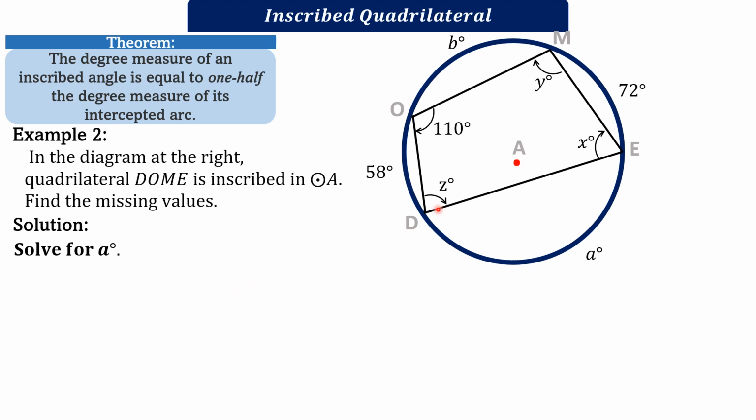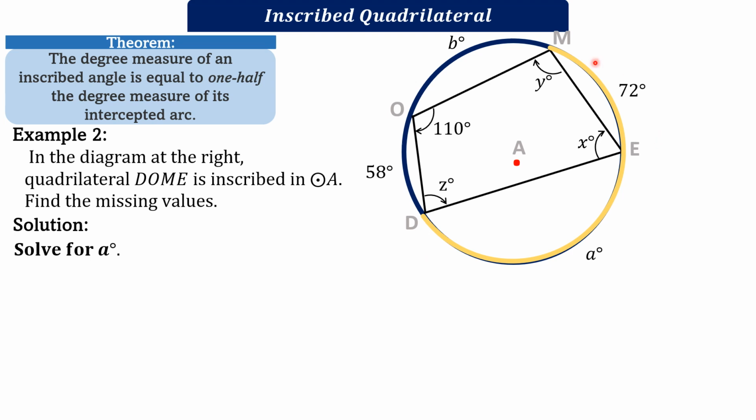Example number 2. In the diagram at the right, quadrilateral DOME is inscribed in circle A. Find the missing values. By analyzing, you may start solving for x because its opposite angle's measure is given, or you may also solve for a, which is the degree measure of arc DE. How? Let's start with solving for a. Again, arc DE is part of arc MED.